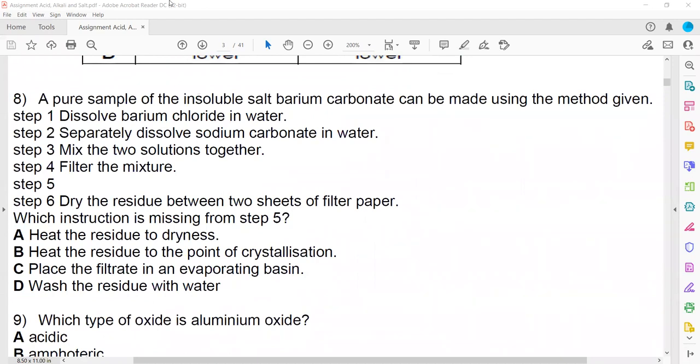In question 7, a pure sample of insoluble salt. So we want to prepare an insoluble salt, barium carbonate, which can be made by using a method given. So the method is given. First we take barium chloride in water, then we take sodium carbonate. So first we have a solution of barium chloride, and that is mixed with sodium carbonate.